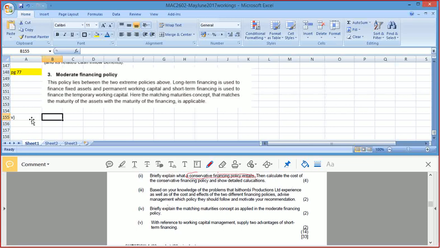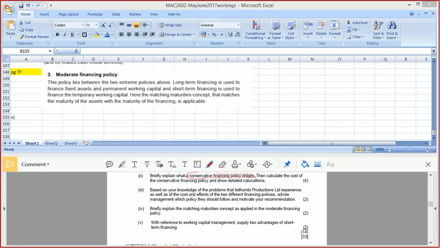5. With reference to working capital management, supply 2 advantages of short-term financing. Okay, that's easy. Just go find the advantages from the textbook, and you can write down any 2. There'll obviously be more. You just need 2. Okay, so short-term financing advantages. Have you found it? Do you have a page number there? Okay, I've got a page number here. Okay, there we go. I found it. 69.